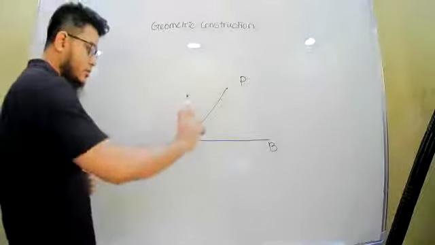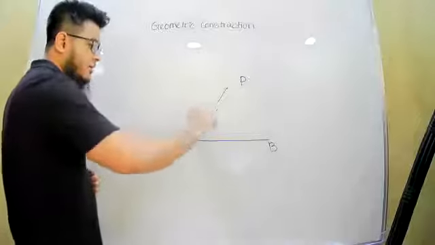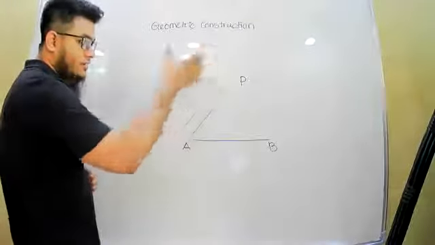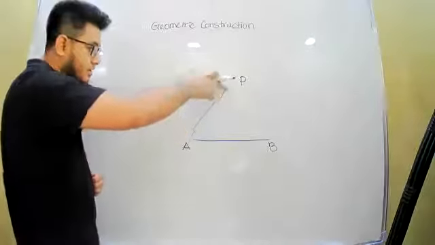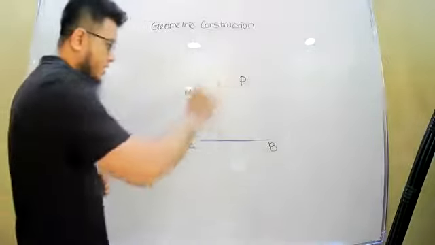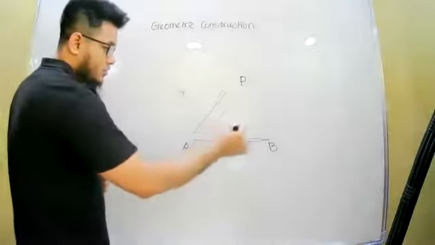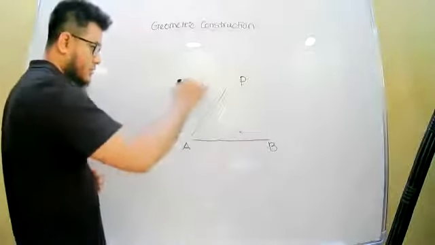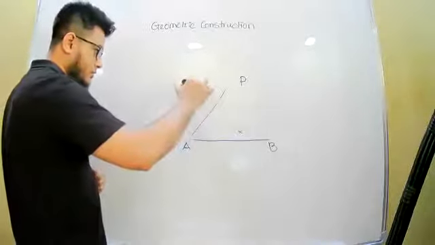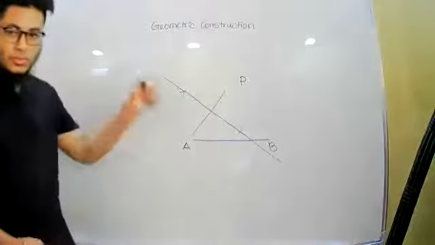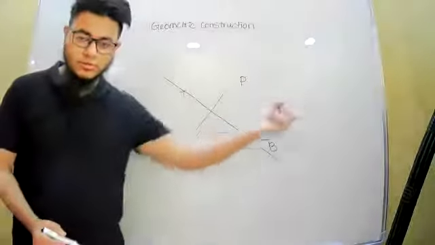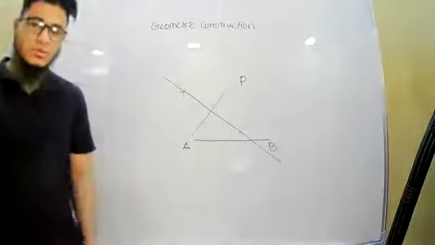Put your compass here and draw one arc above, one arc below. Then again with the same radius, take P as center and draw another two arcs. So it should be looking like this. If you join these 2 points, you should get the perpendicular bisector. You already know the process, so I'm not doing it with the compass.